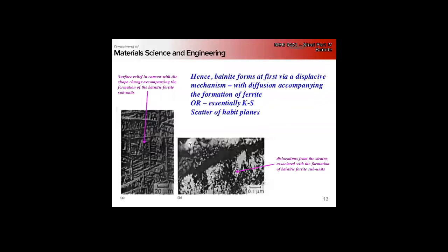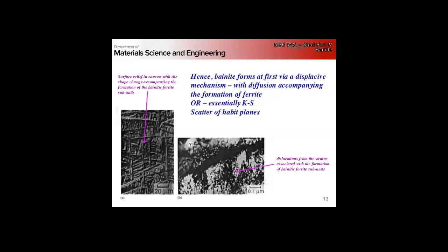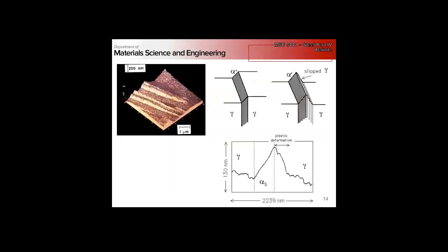accompanying, and we have a sort of Kurdjumov-Sachs relationship, right? You'll see this keeps coming up over and over and over again. Almost, but not quite exactly unlike Kurdjumov-Sachs, right? That's sort of like the big deal. The big thing with steels, right, is if there's an orientation relationship, it's going to be near Kurdjumov-Sachs.